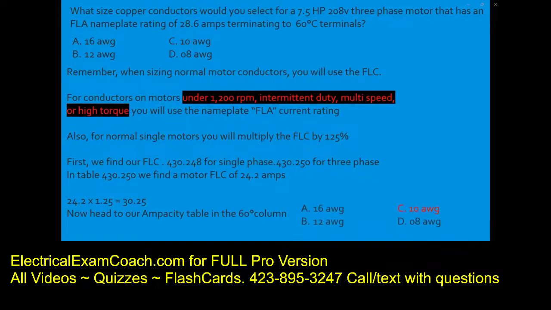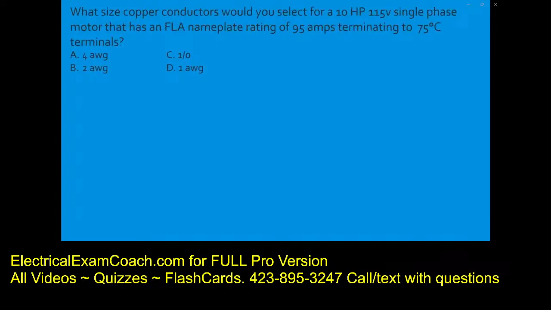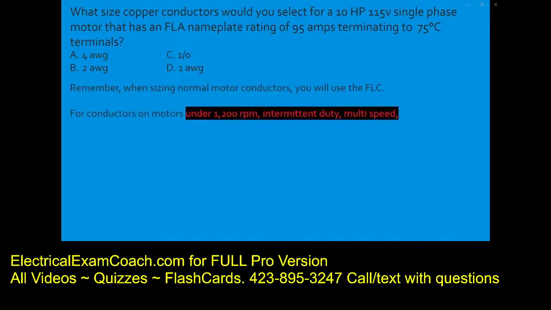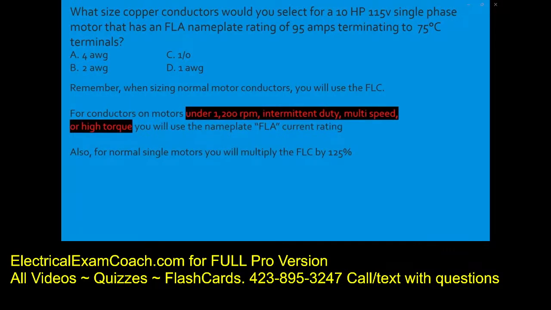Great job. What size copper conductors would you select for a 10 horsepower, 115 volt single phase motor that has an FLA nameplate rating of 95 amps terminating to 75° C terminals? Remember, when sizing normal motor conductors, you're going to use the FLC. When you have these motor situations, you're going to use the nameplate FLA. Also, for normal single motors, you're going to multiply the FLC by 125%.